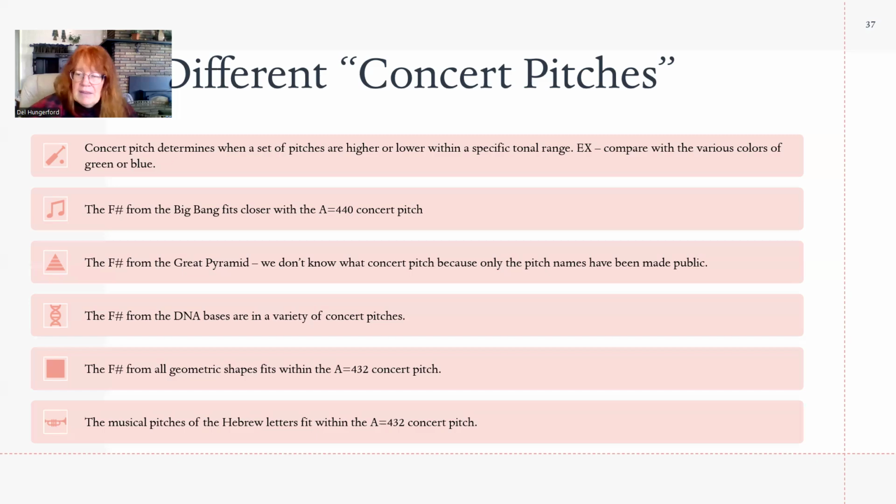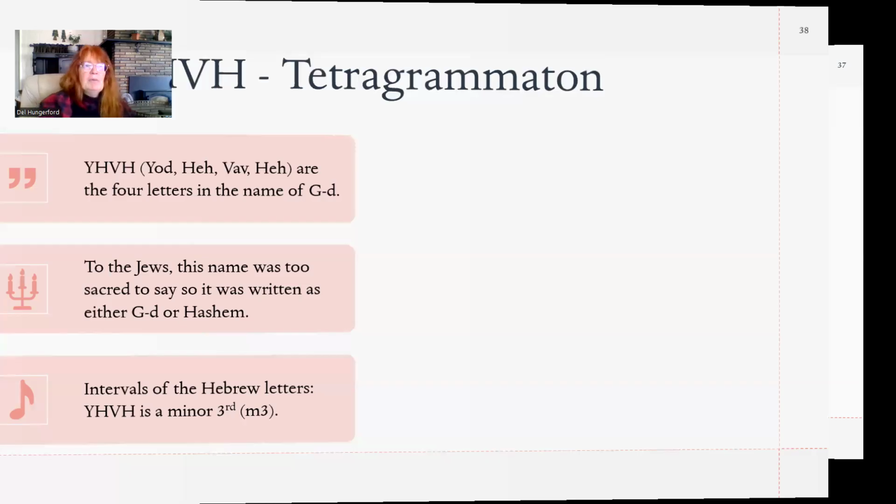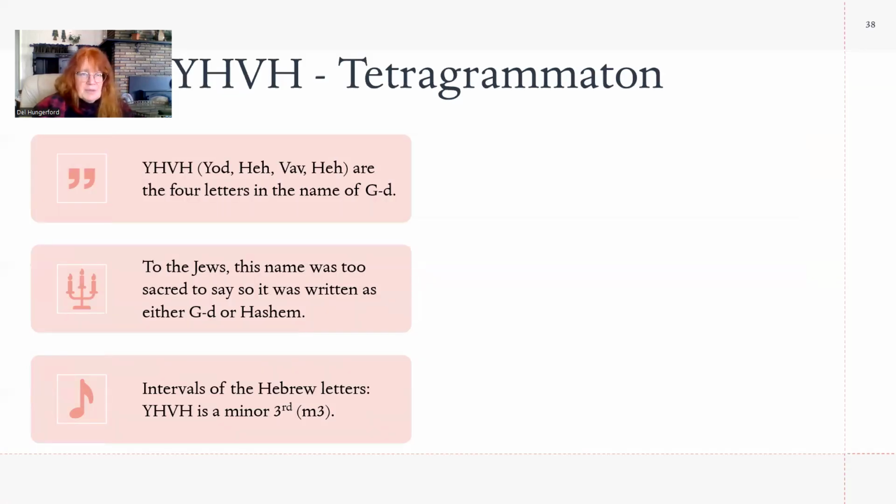Okay, I think there's a little bit more. And this is where I'm going to introduce the next piece, which is the tetragrammaton, the Yod He Vav He, which they call the four letters of the name of God. And the Hebrews write it G-D. To the Jews, this name was too sacred to say, so it was either written as G-D or Hashem.